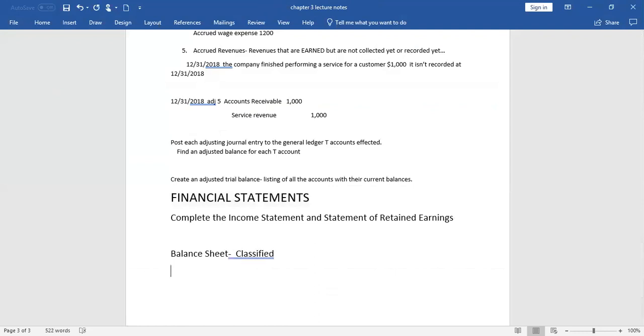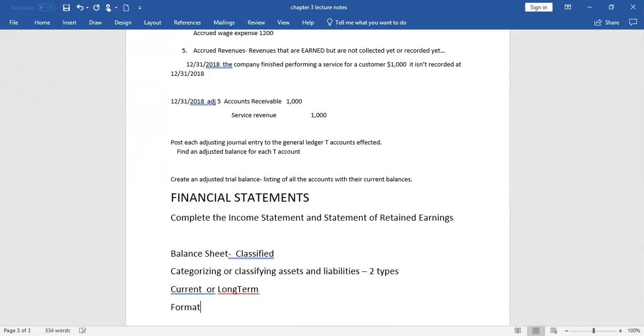Now, classified doesn't mean top secret. It's a word we use to describe categorizing items on our balance sheet. So what we're doing is categorizing or classifying assets and liabilities between two types. They're either going to be current or long term. And this is getting into our chapter 4's lecture now. Okay, that's the first thing.